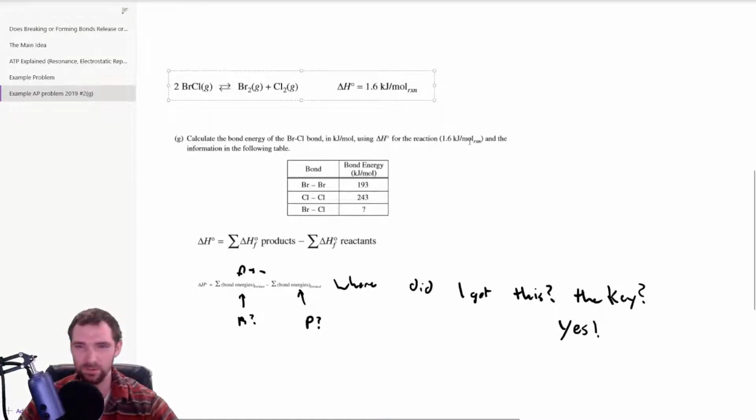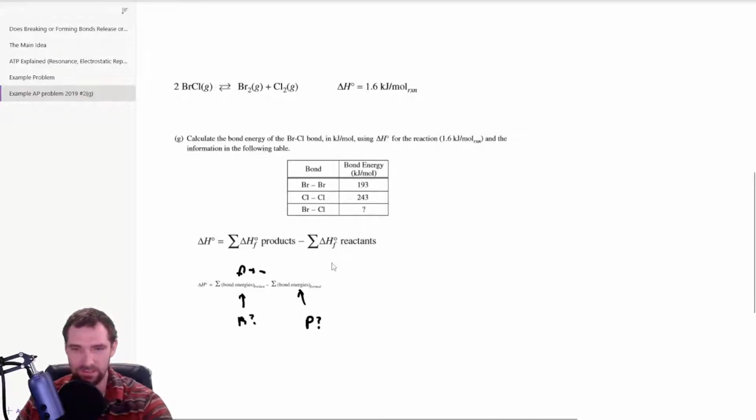I've just pulled the relevant information. This is given in the resource page with all the reactions. This one was not. This was actually something that I got from the key, and it was given as a formula that you should be able to plug into.